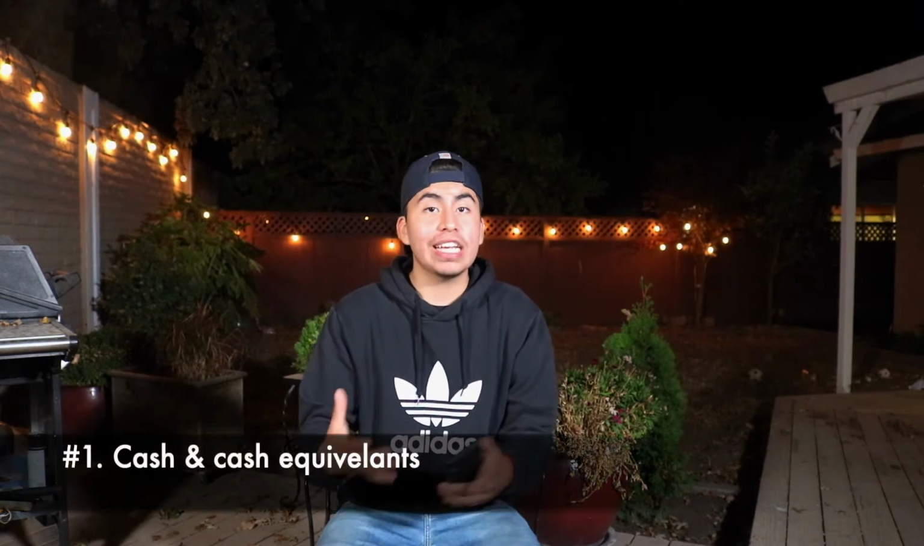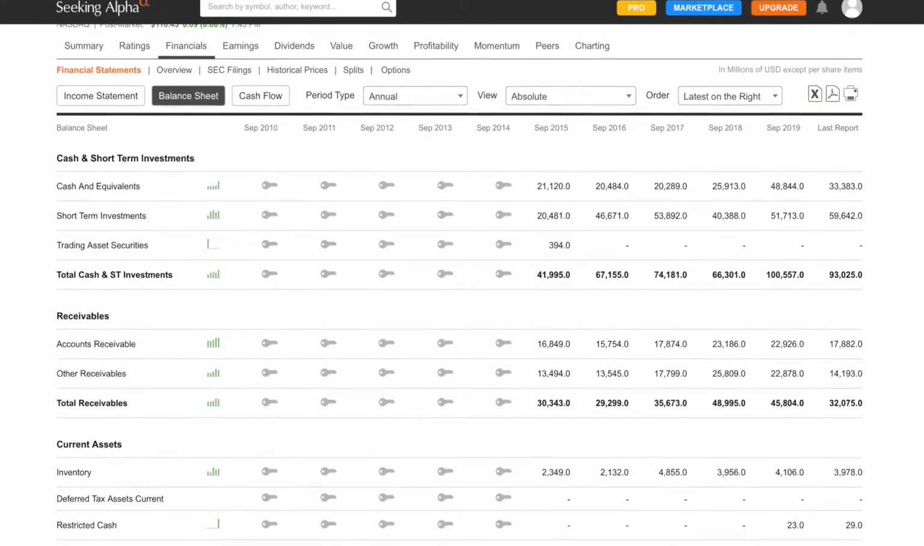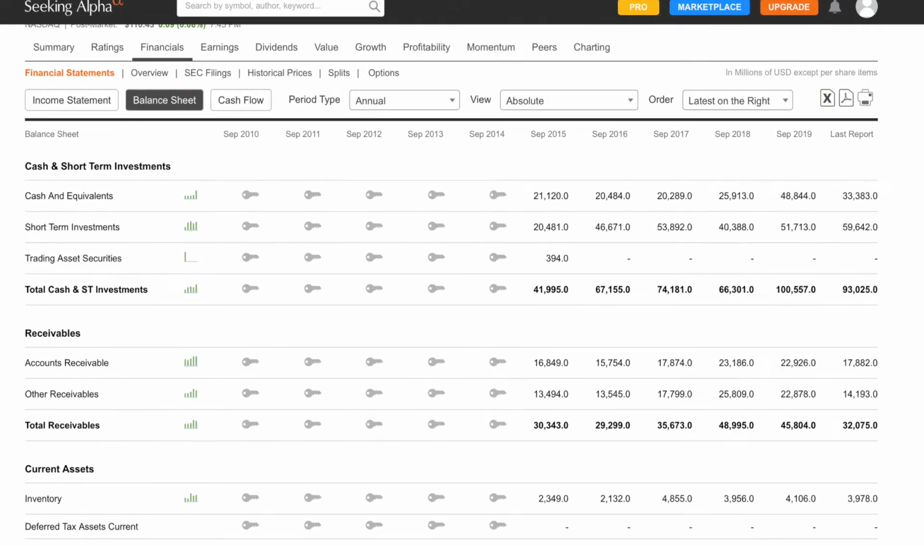So, the very first term that I want you guys to know about is cash and cash equivalents. Cash and cash equivalents is a company's cash and things that can be turned to cash fairly quick, like short-term bonds and stocks that a company owns, for example. Companies, just like people, need to have cash for emergencies. And this section lets us see just that. And this is a big one that I personally take into account when I'm looking at companies to invest in.